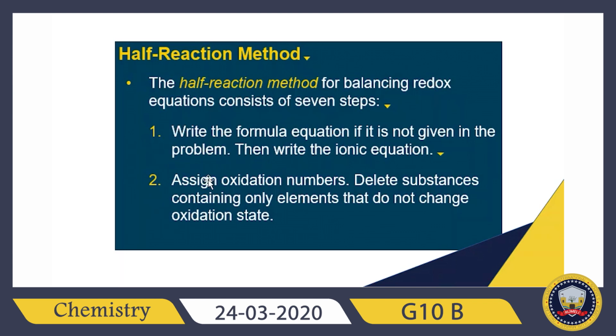Number 2, we'll assign the oxidation number for each atom or ion inside the compounds that we have in our equation. And after that, we'll deal with substances containing only elements that do not change oxidation state. So after we assign the oxidation numbers on both sides of the equation, we will ignore all the substances that didn't change their oxidation state, and we will just keep the substances that changed their oxidation state.